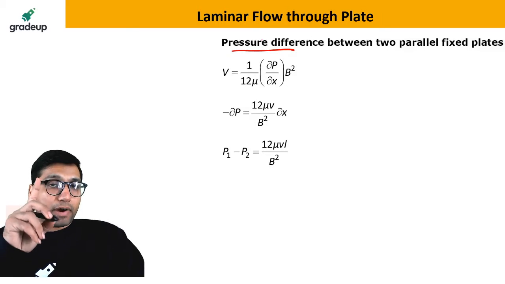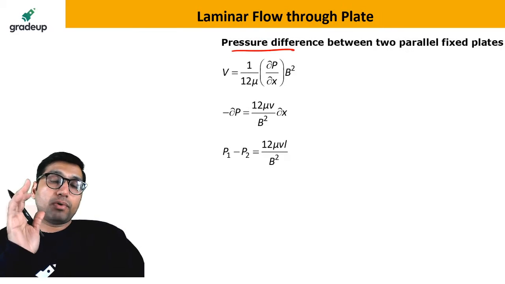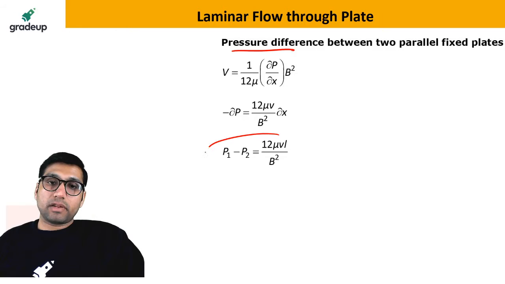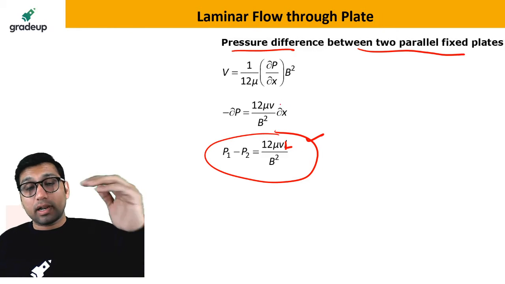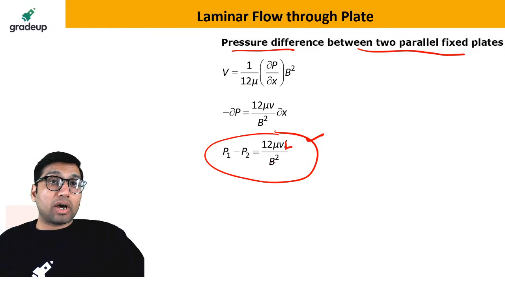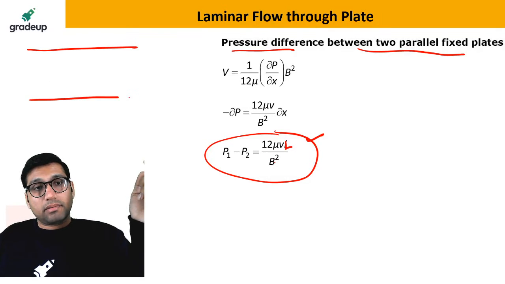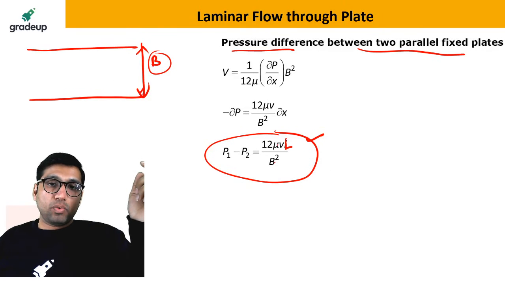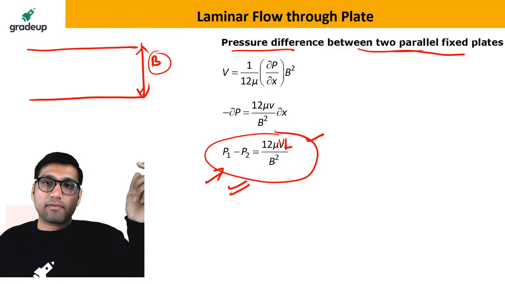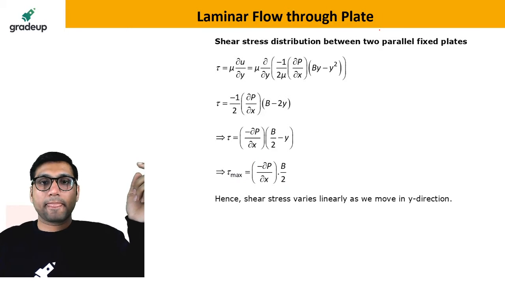Like we have found the pressure difference for laminar flow in a pipe, similarly the pressure difference for laminar flow between two parallel fixed plates is equal to 12 into mu into L into V by B square. What is this L? L is the total length of the plate. B is the thickness between the plates, or the distance between the two plates. V is the average velocity. This is the pressure difference. You can use this formula for finding the pressure difference for laminar flow between two parallel fixed plates.